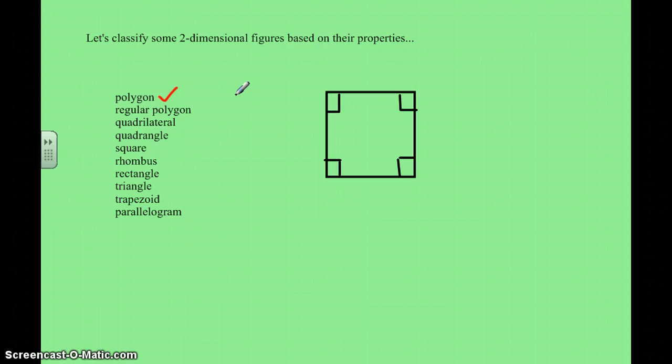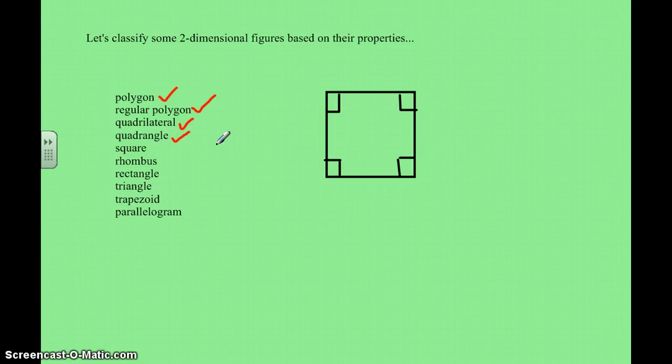Well, remember, a regular polygon has sides that are the same length, and they also have the same size angles. Well, this has same size sides, and it has four of the same size angles. So yes, it is a regular polygon. Is it a quadrilateral? Well, we just said quad means four and lateral means sides, and this does in fact have four sides, so it can be a quadrilateral. A quadrangle. 1, 2, 3, 4. There are four angles, and quadrangle means four angles, so it is a quadrangle.